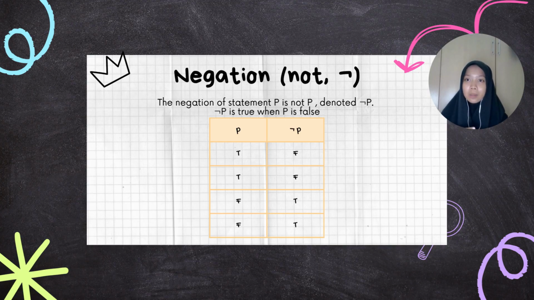The negation of statement P is written as not P and is denoted by the simple negation P. Negation means reversing the true value of the original statement. This means that negation P is true when P is false and negation P is false when P is true. Based on the truth table, when P is true, negation P is false, and when P is false, negation P is true. This shows that the negation of a statement always has the opposite true value of the original statement.